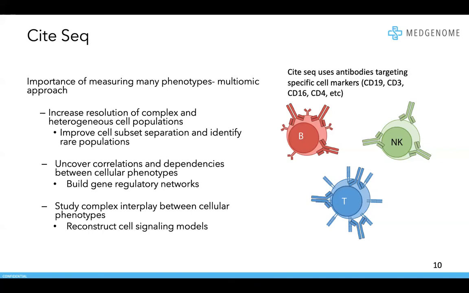So moving along to Cite. You can get a lot of information by measuring different phenotypes and taking a multi-omic approach. CITE-seq, for example, takes both gene expression data and cell surface protein data and combines that data together to get a more refined analysis of your cell population.